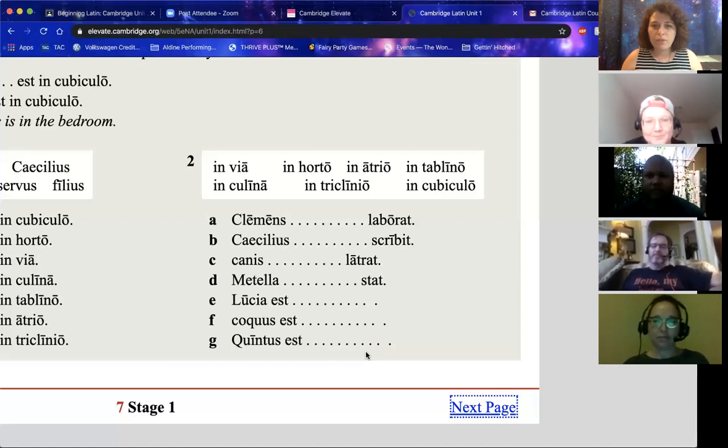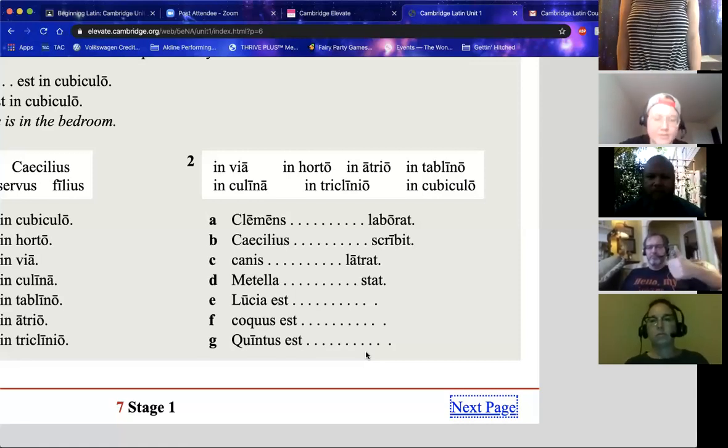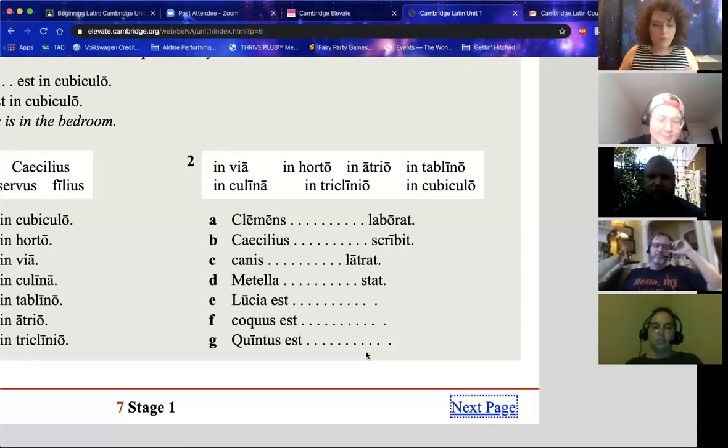Let's go up to Megan, Metella blank stat. In atrio. In atrio, very good. And what is she doing there? She is sitting in the atrium. You're very close. The words are very similar. Sedet would be sitting, like the word sedentary. But this time she is not sedet, she is stat. So what is she doing? Oh, standing. Standing in the atrium. Exactly right.